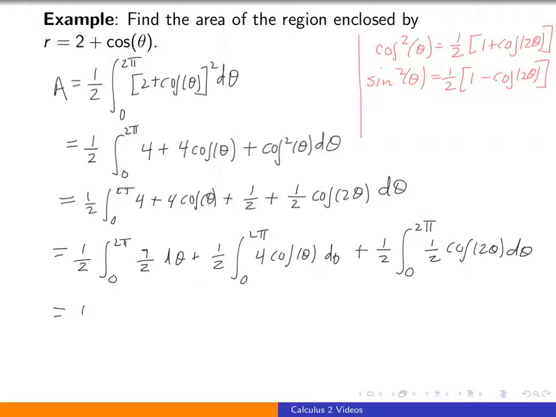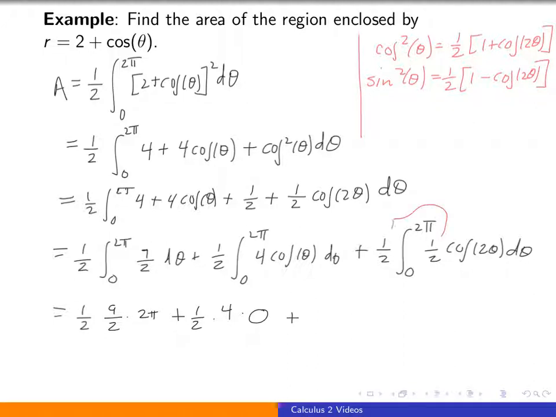For the first integral, it's just a constant 9/2 integrated from 0 to 2 pi. So we take that constant 9/2 and multiply by the length of the interval. For the second integral, because it's a cosine theta from 0 to 2 pi, that enclosed area is going to be 0. So note, the integral from 0 to 2 pi of cosine or of sine will always be 0.